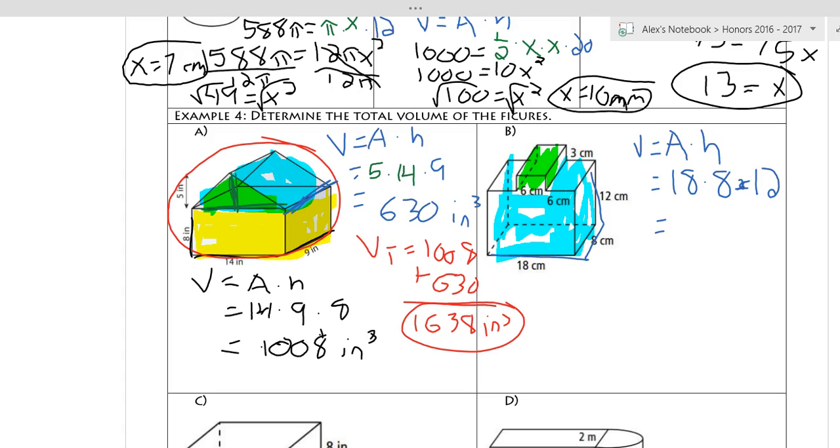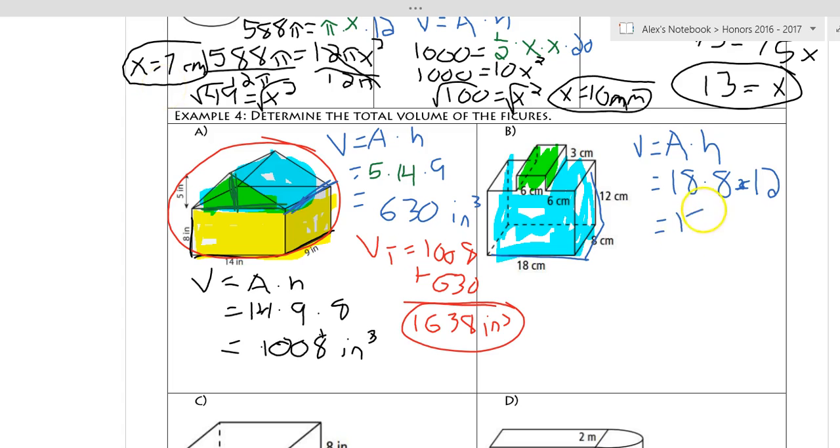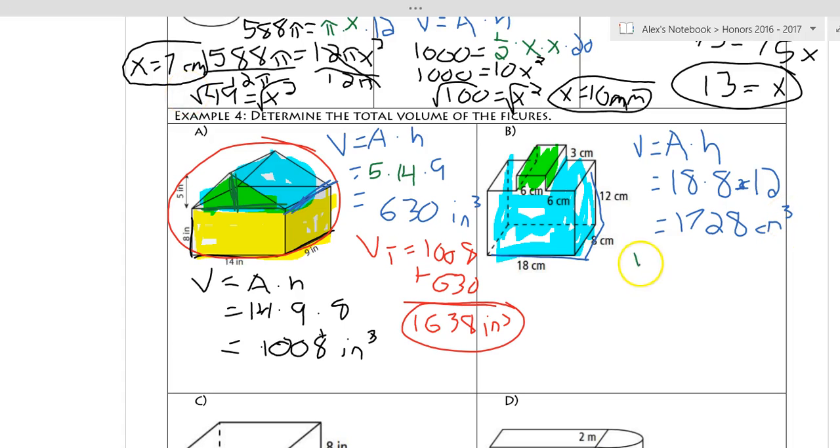Multiplying those together, I get 1,728 centimeters. Now I need to find the volume of the smaller prism. So again, it's area times the height. So I have 6, and then this is still 8, just like this was 8. That's the same length. So 6 times 8 times 3.